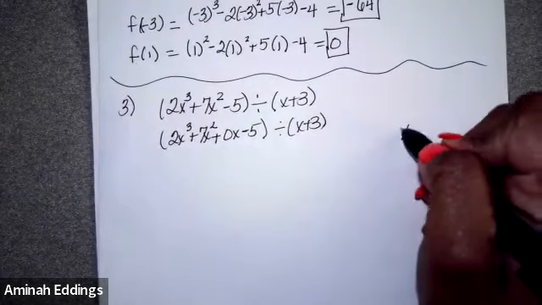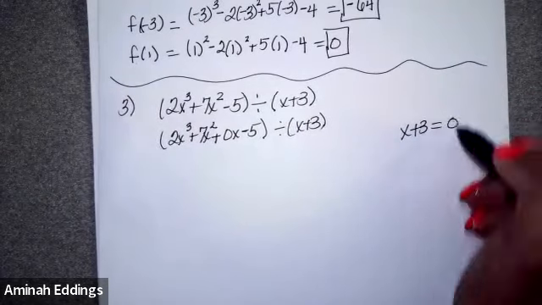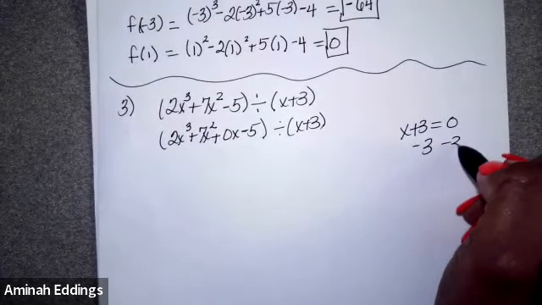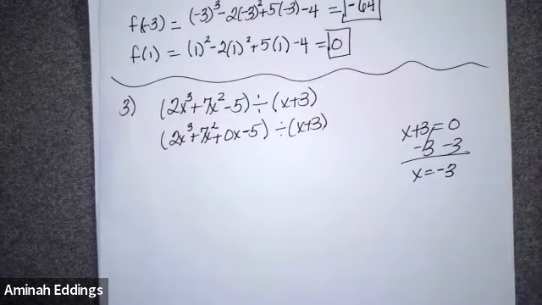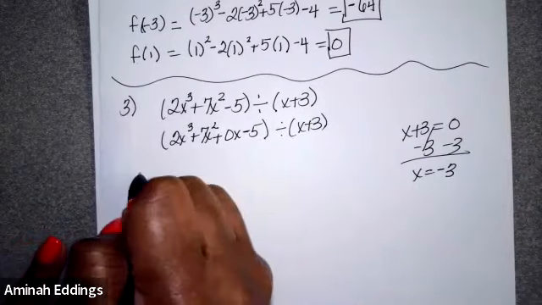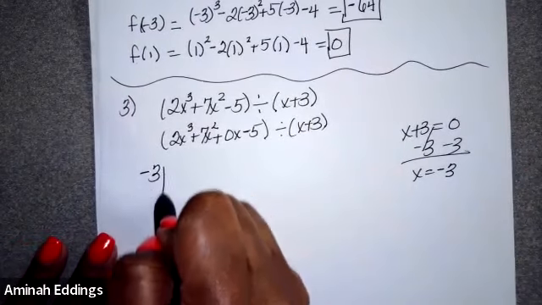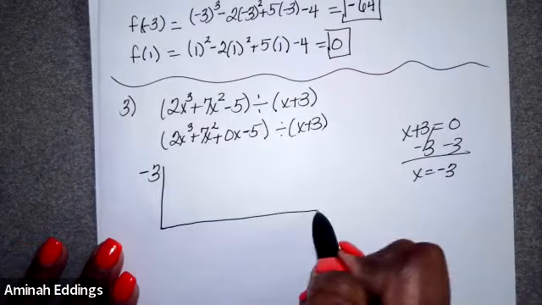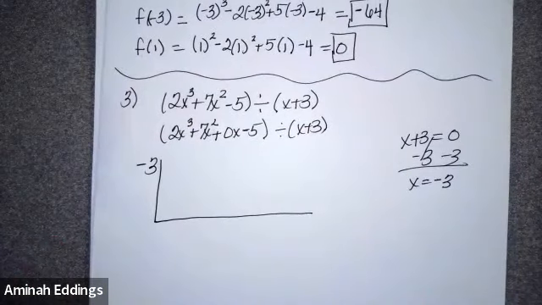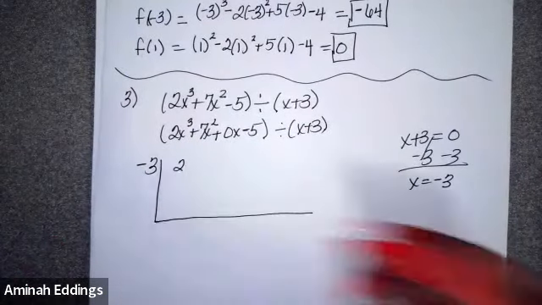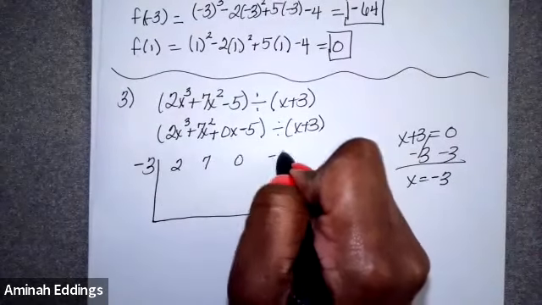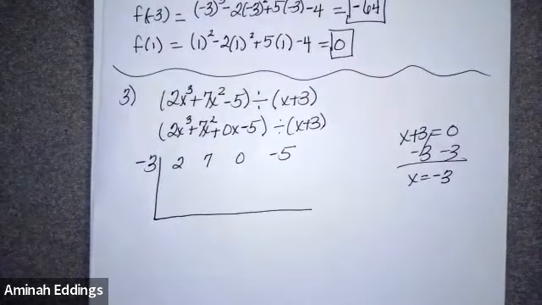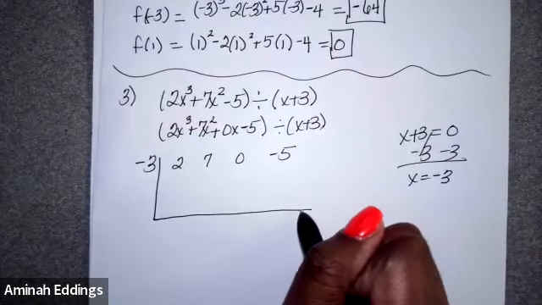So if we set x plus 3 equal to 0 and solve it, we get x is equal to -3. Good. So we take -3, put it on the outside. And what goes on the inside? 2, 7, 0, -5. We okay with that, guys? Okay, take a moment and do it.